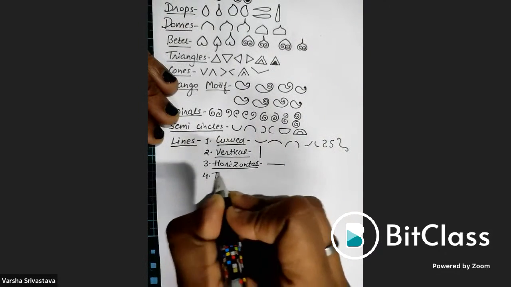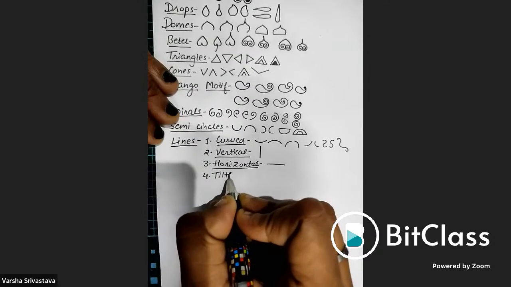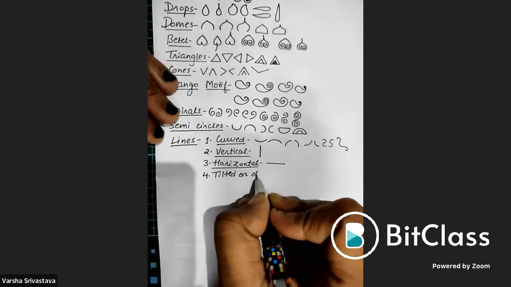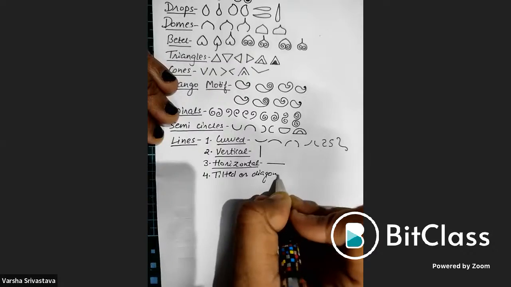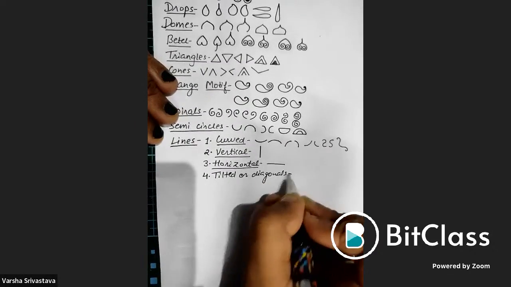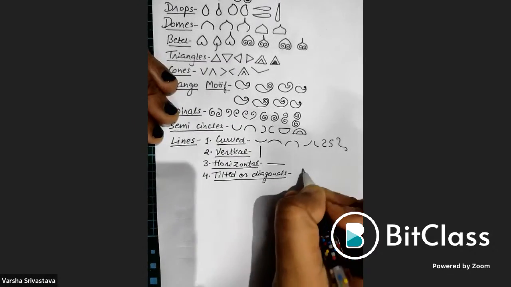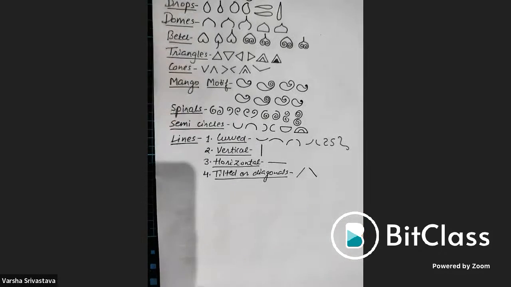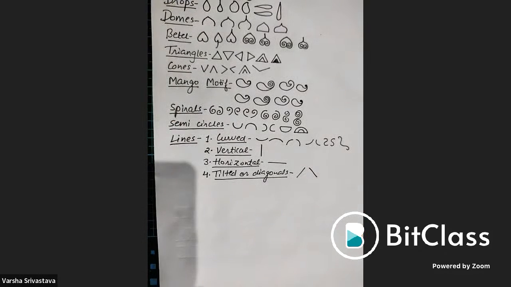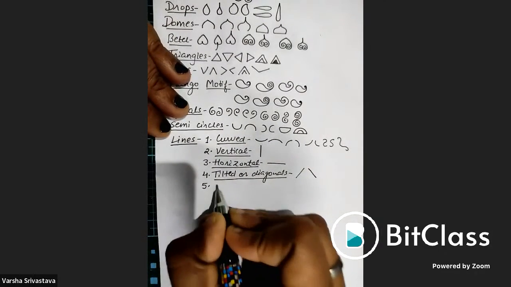Fourth one is the tilted lines or diagonals. And we also call them the slant lines. So it is like this. They are tilted. Then we have the dotted lines, fifth one.